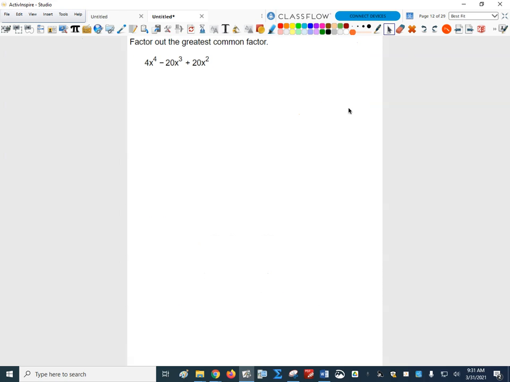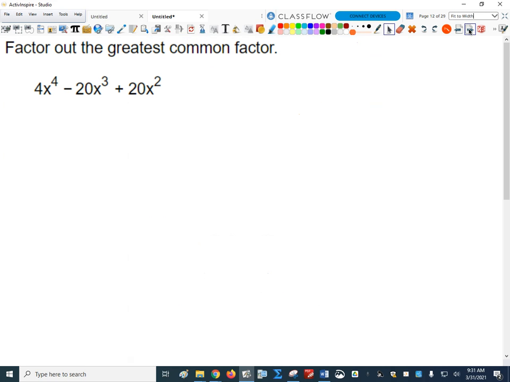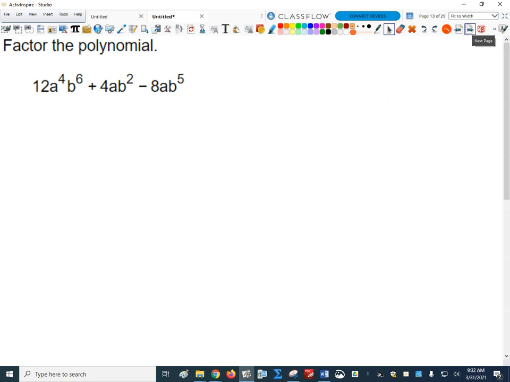I mean, we had the idea, right? We factored out a 4x squared, and we were left with 4x to the fourth divided by 4x squared gave me my x squared. Negative 20x cubed divided by 4x squared gave me my negative 5x. And 20x squared divided by 4x squared gave me a 5, didn't it? Okay, good? All right. How about that one?